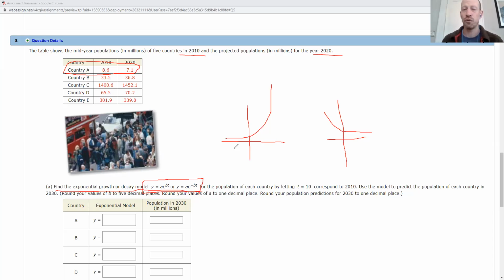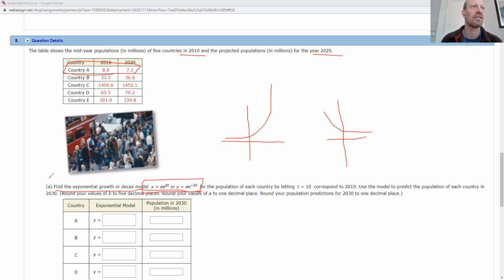So what we need to do with these models is figure out what the A is and what the B is. The T is going to be the time that we put in, and the Y is going to be the actual value of the thing that we're looking at. And they say let T equal 10 be 2010.